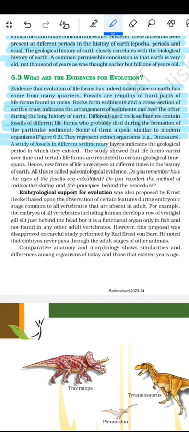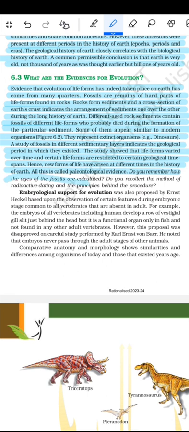A study of the fossils in the different sedimentary layers indicates the geological period in which they existed. The study showed that life forms varied over time, and certain life forms are restricted to certain geological time spans. Hence, new forms of life have arisen at different times in the history of the earth. All this is called the paleontological evidence.